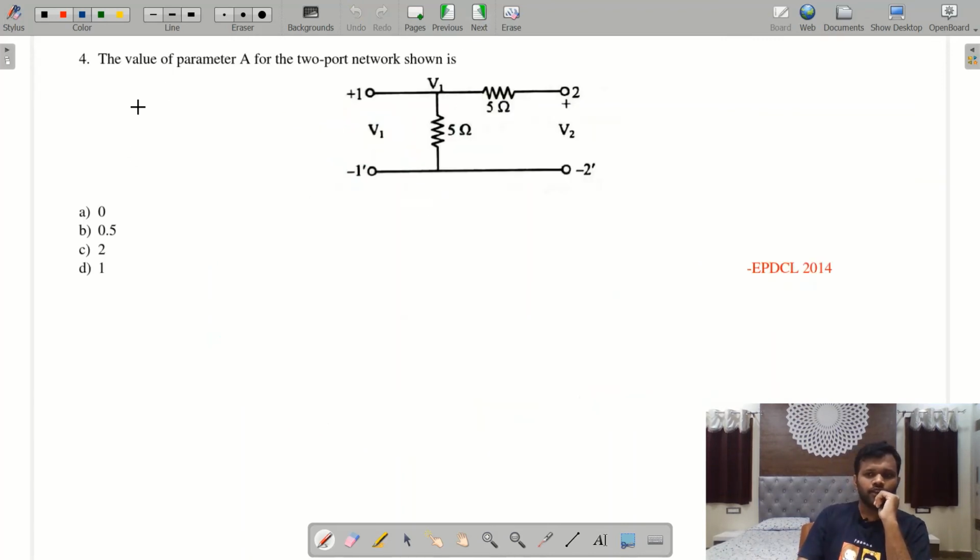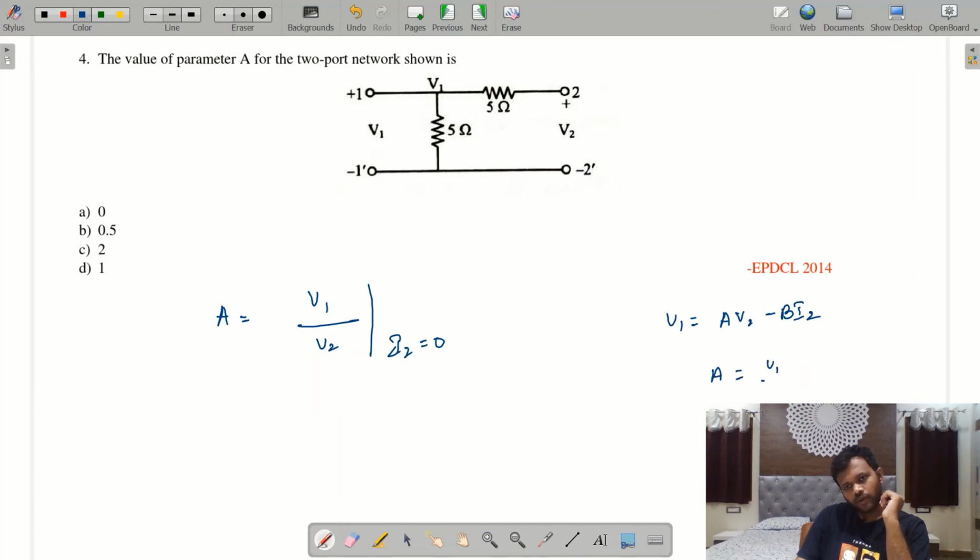Next, the fourth question. This is from EPDCL 2014. They are asking to find the parameter A. In the last problem itself we have seen that the A value will be equal to V1 by V2 when I2 equal to 0. We can write V1 equal to A V2 minus B I2. So A equals V1 by V2 when I2 equal to 0.